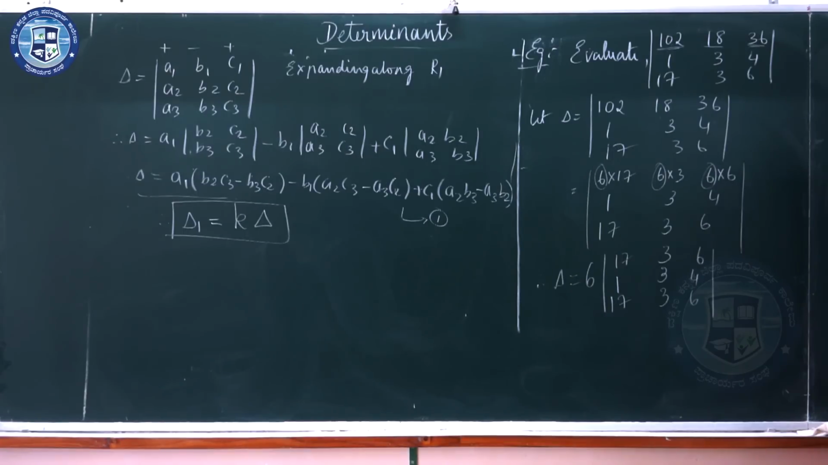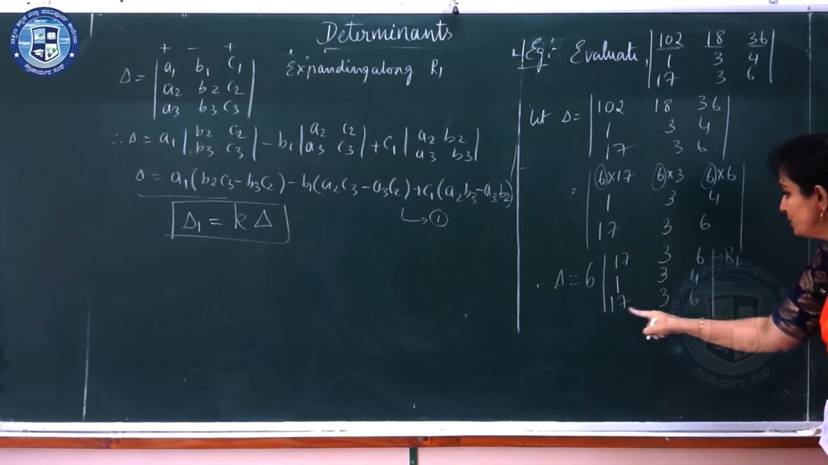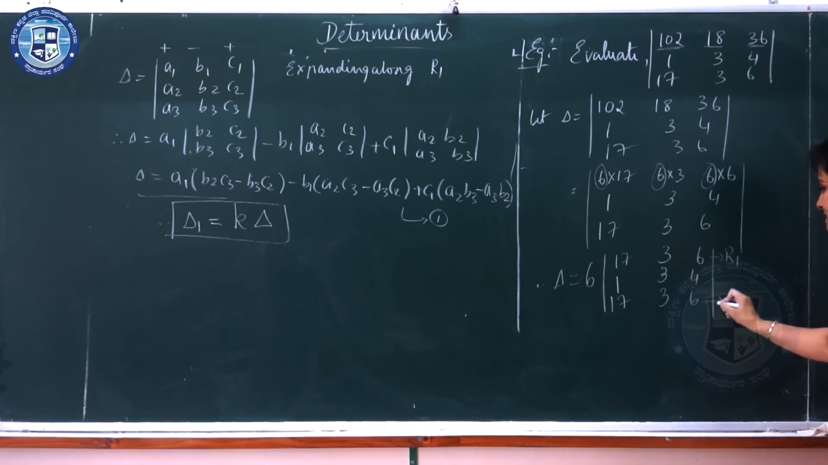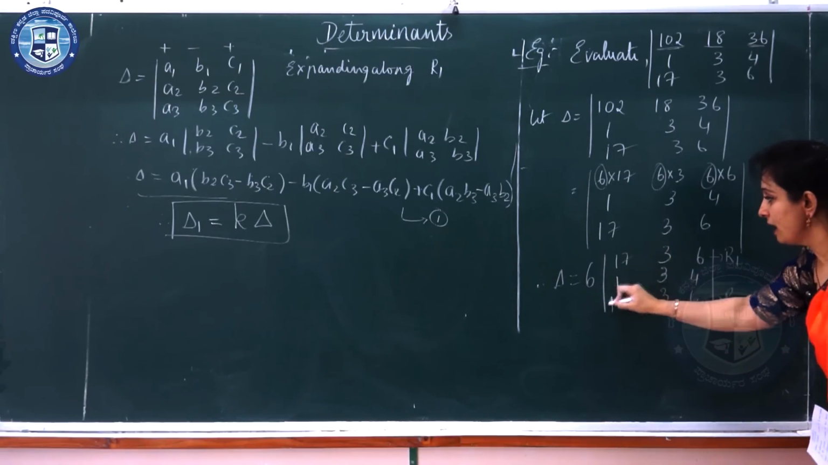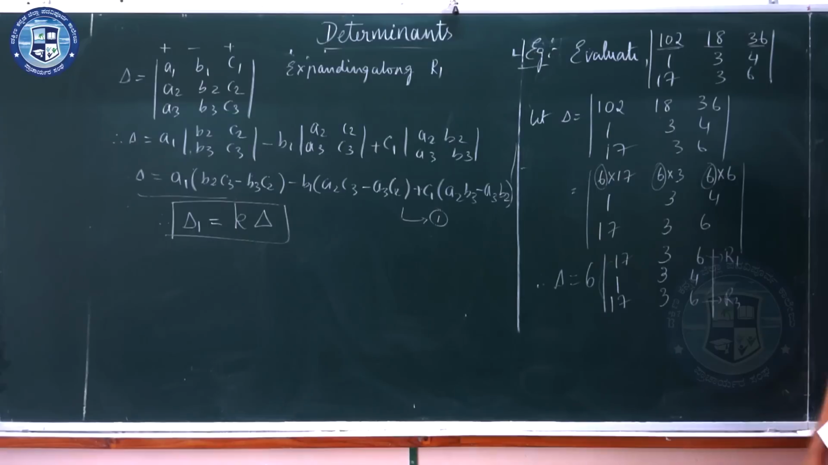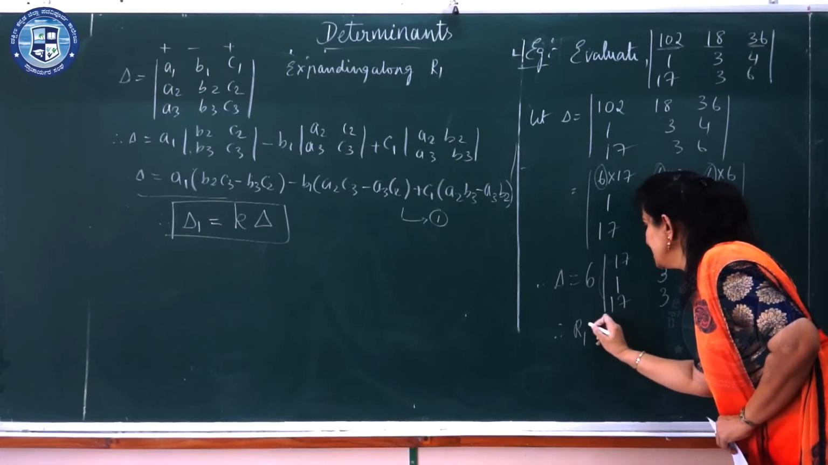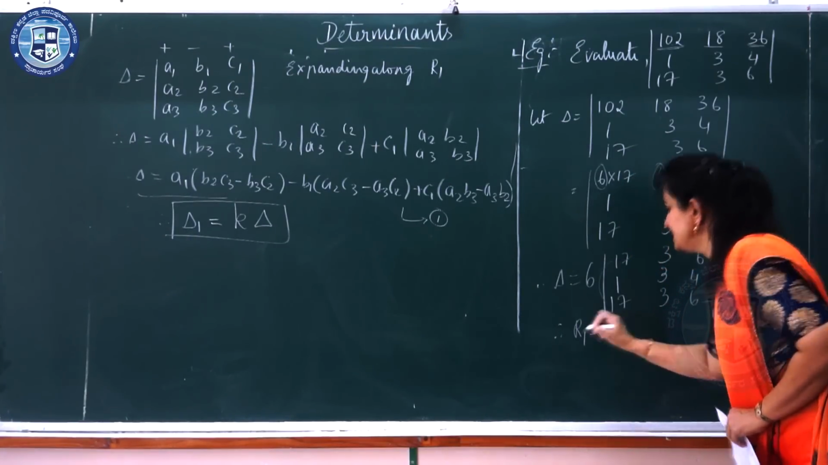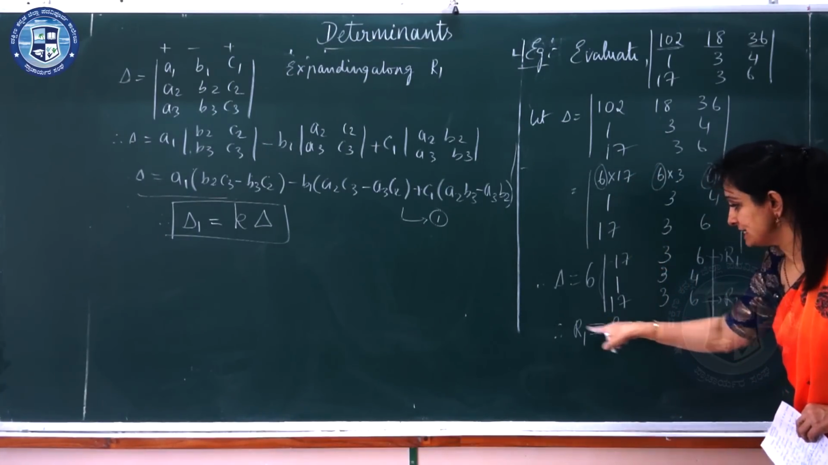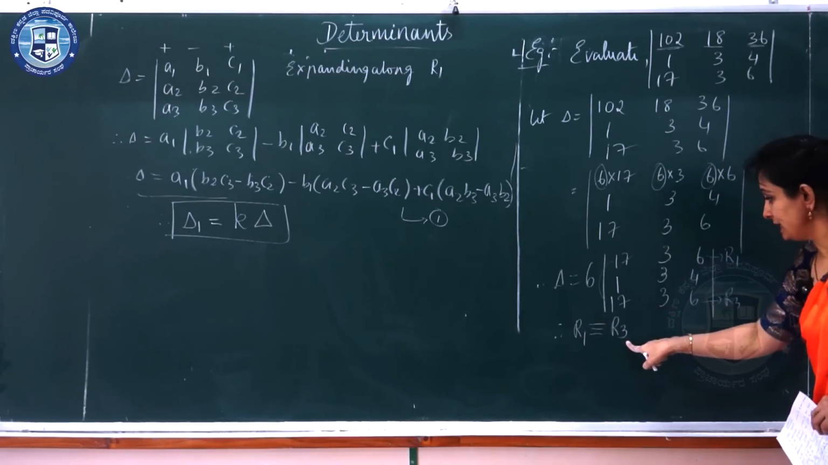Now observe this. First row elements are 17, 3, 6. Third row elements are 17, 3, 6. Aren't they the same? Look at this, 17 and 17 are the same, identical. 3 and 3 are the same, 6 and 6. Here the third elements are also equal. So we can write, therefore, R1 and R3 rows are identical. How to write identical? With 3 lines. So R1 is identical to R3.